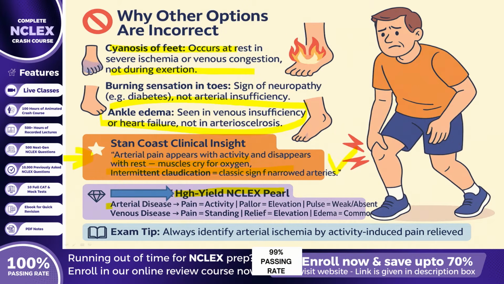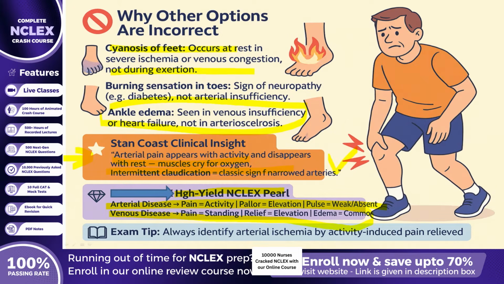NCLEX-style. In arterial disease, pain equals activity, pallor equals elevation, and pulse equals weak or absent. In venous disease, pain equals standing, relief equals elevation, and edema equals common. Always distinguish arterial ischemia from venous congestion by analyzing the trigger, relief pattern, and location of symptoms.